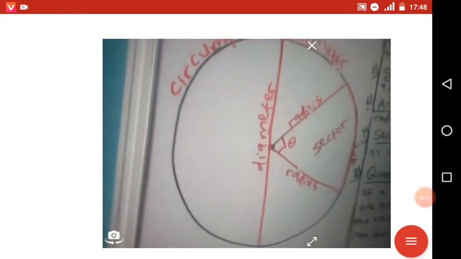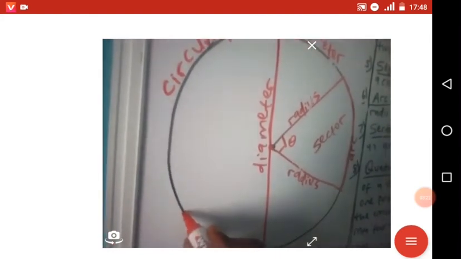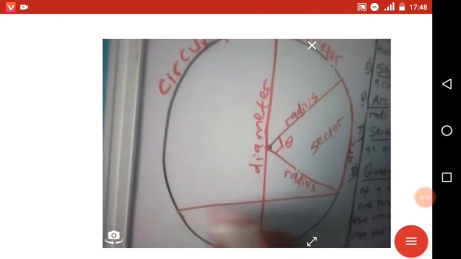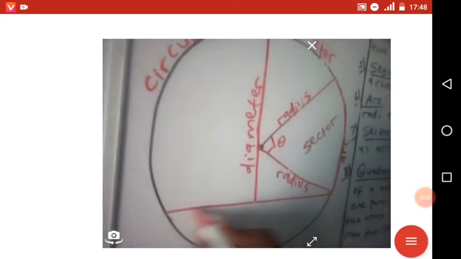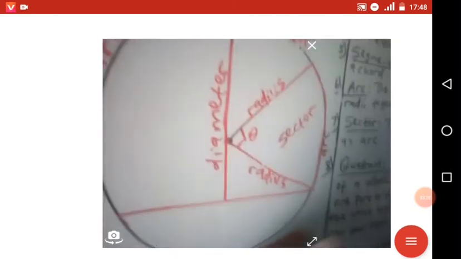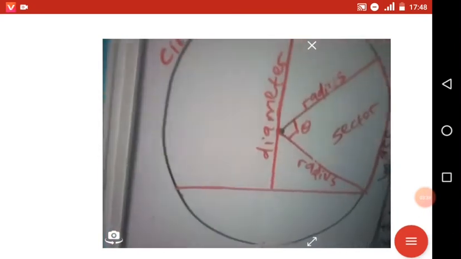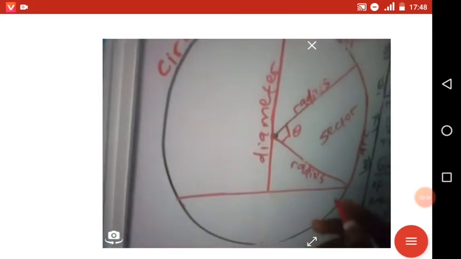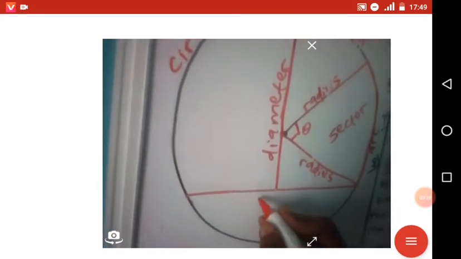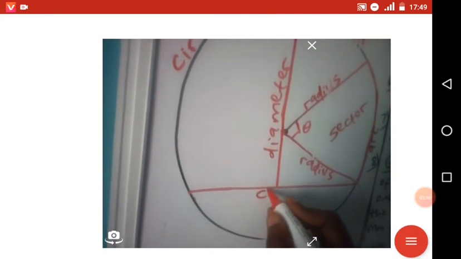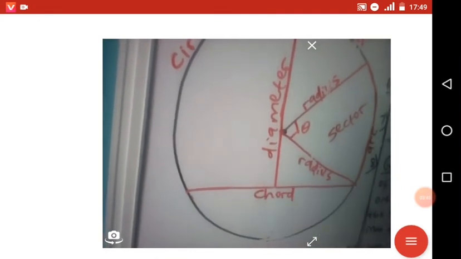Now we have another line that divides a circle into two, but not into two equal parts. Look at this line now. It's dividing the circle into two. So this is the first part, then the second part is up here. The line that divides a circle into two but not into two equal parts is called a chord. Do you understand?